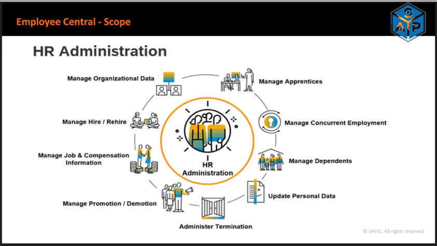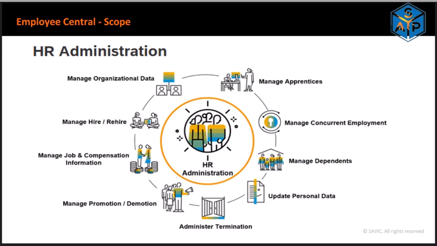This information is also required when you have a global assignment. When you send your resources overseas or to another country's legal entity, this dependent information is required, such as how many children your resource has, and this data can also be managed. After this, we have update personal data.